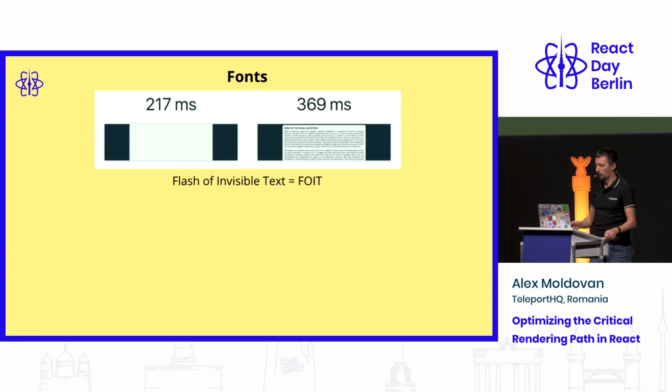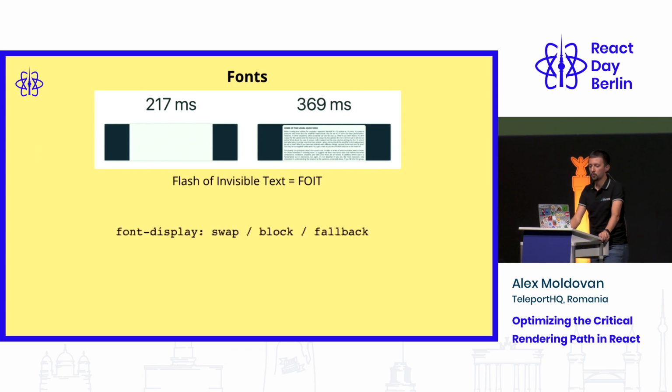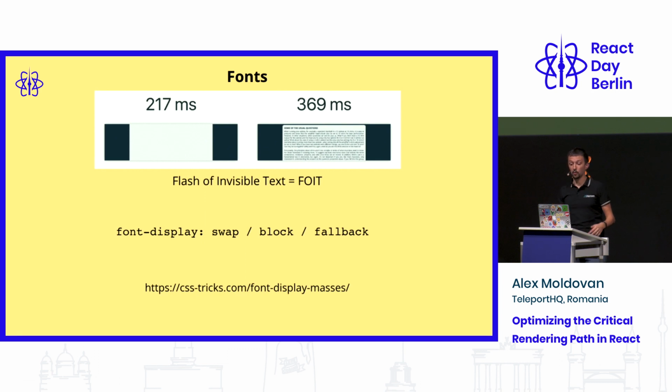In order to fix this, we have font display. There are a couple of options that you can use with font display, and you can read on CSS Tricks more about each option and how it affects the website. But for example, an easy solution is to use font display swap, which will simply use a system font while the web font is still being loaded. So you will get what is called a flash of unstyled text, but it's still much better than the flash of invisible text, which simply blocks the content for the user.